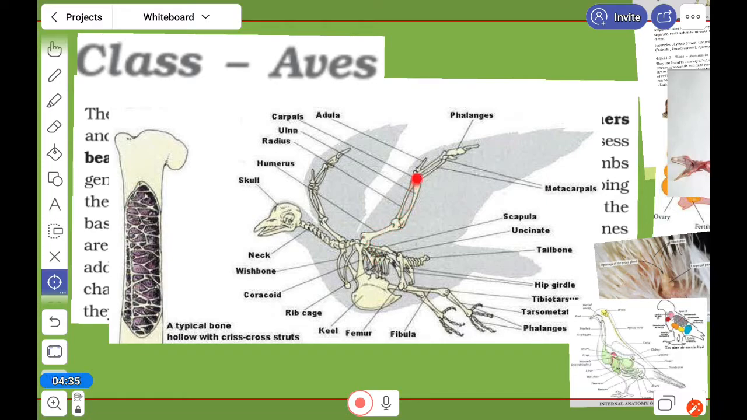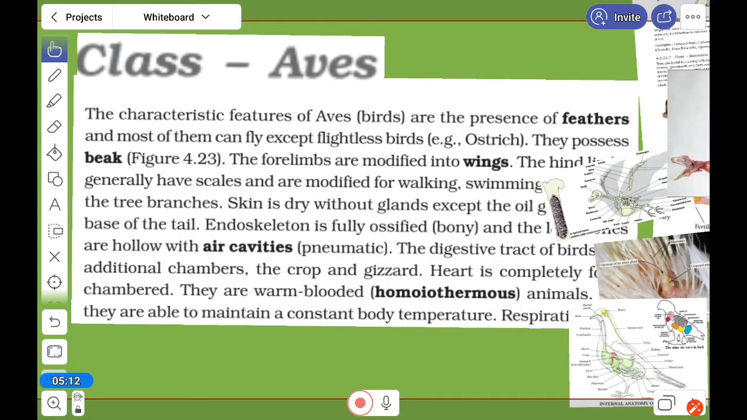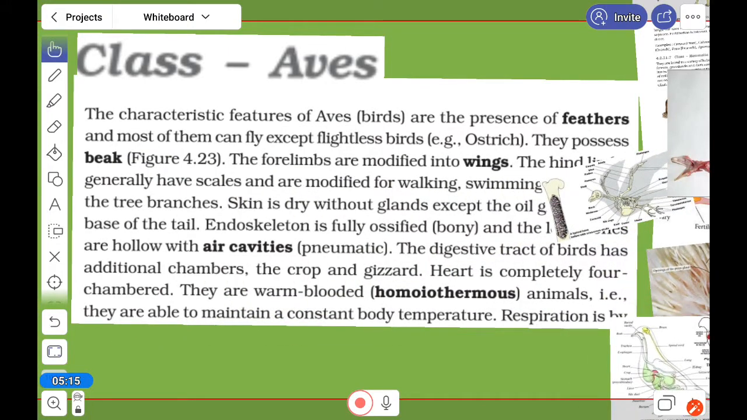And these bones which form the wing are the humerus and the radius-ulna, which are identical to our forelimbs. So it is very clear that the forelimb is modified into a wing, and this is the hind limb. So their legs are two, and the other two limbs convert into wings. All right, here we can see this part, the air cavity.